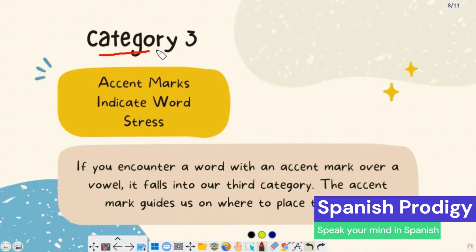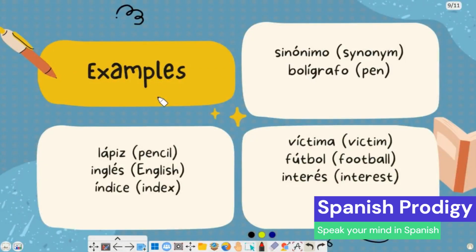Now category 3. It is pretty straightforward as the accent marks indicate the word stress. If you encounter a word with an accent mark over a vowel, it falls into our third category. The accent mark itself guides you on where to place the stress. Now let's see some examples. As you can see, the words have vowels with accent marks.